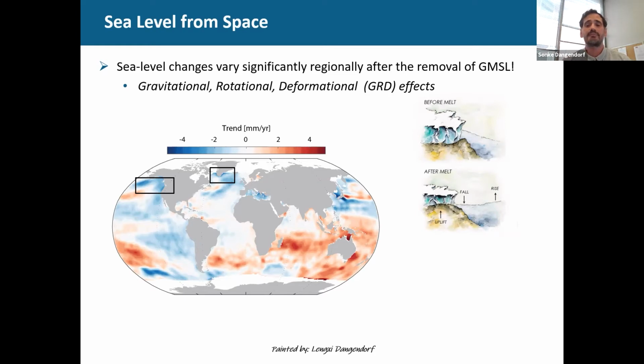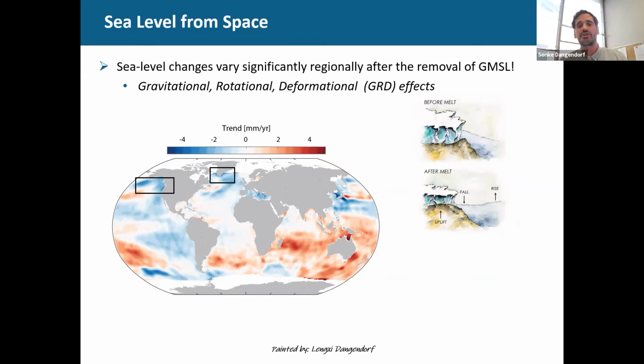First of all, due to the loss of mass, the gravitational pull is reduced as well. This leads to a fall of sea level near the ice sheet and a rise of sea level in the far field, from approximately 2,000 kilometers away and beyond. At the same time, of course, this heavy body of mass also suppresses the ocean floor on which it is grounded. So when this melts, the ground beneath will uplift as well.